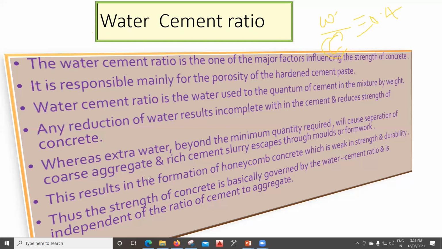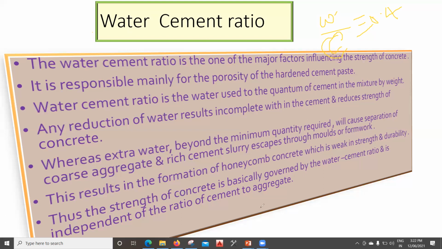Extra water beyond the minimum quantity required will cause the separation of the coarse aggregates, and the rich cement slurry escapes through the molds or through the formwork. So this results in the formation of honeycomb concrete, which is weak in strength and durability. And we also understood how the honeycombs are formed and how they decrease the strength of my concrete. So thus the strength of a concrete is basically governed by the water cement ratio and is independent of the ratio of the cement to the aggregate, right?